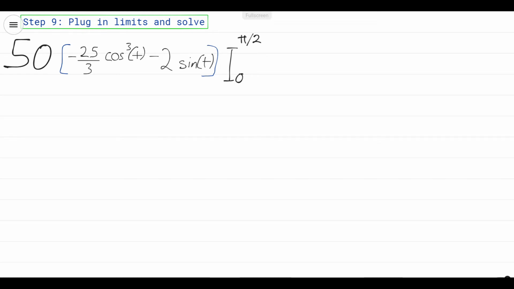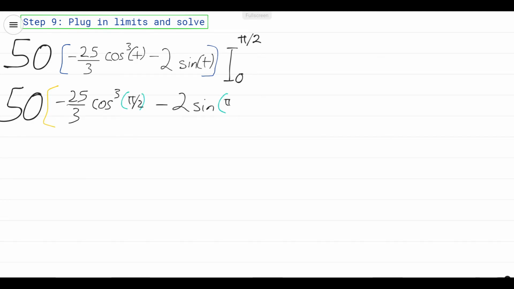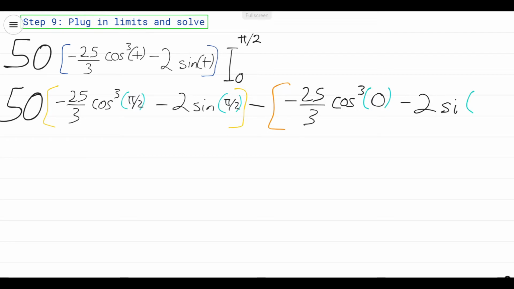So the first thing we're going to do is plug in pi over 2. So sine of pi over 2, cosine cubed of pi over 2, and then we're going to subtract it, and then plug in the 0. So negative 25 over 3 times cosine cubed of 0, minus 2 sine of 0. Now we're going to go ahead and simplify this and evaluate it.